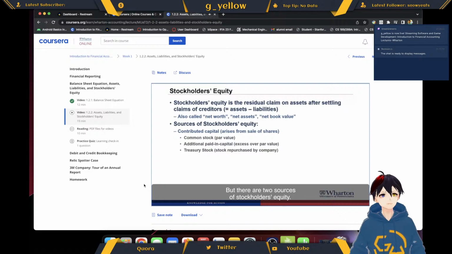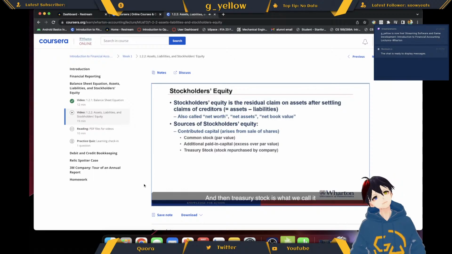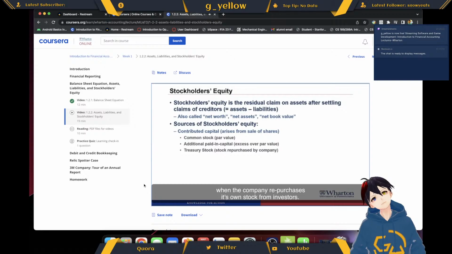But there are two sources of stockholders' equity. The first source is what we call contributed capital, which arises from selling shares of stock to the public. So we'll talk about common stock and additional paid-in capital. That's what you record when you issue new shares to the public. Common stock is for the par value. Additional paid-in capital is for everything you receive above the par value. And then treasury stock is what we call it when the company repurchases its own stock from investors.